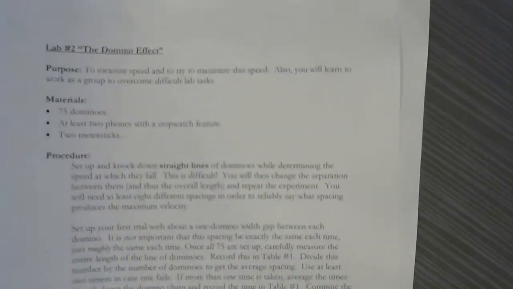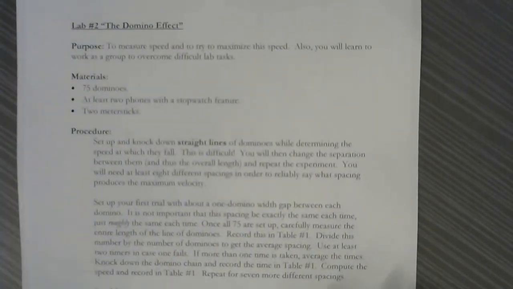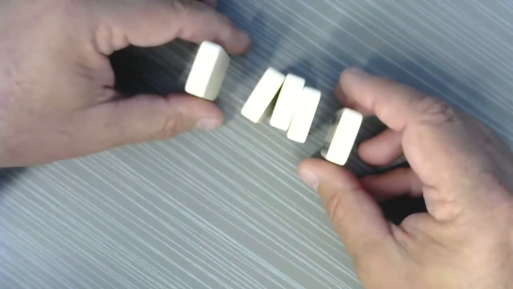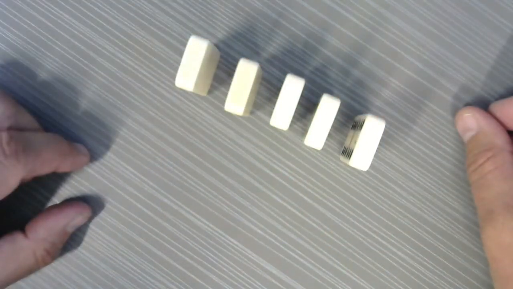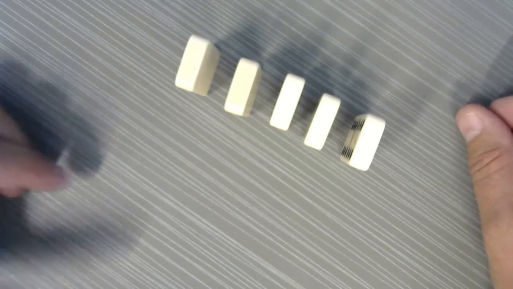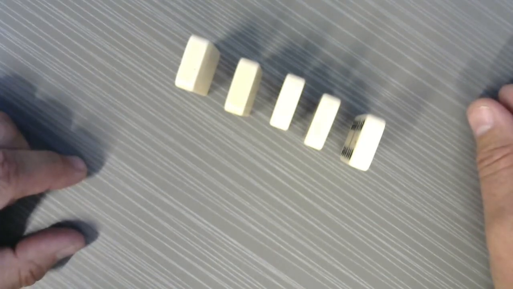All right. So it's called the domino effect, and basically you're going to be setting up dominoes, knocking them down, and measuring the length of the domino train and the time it takes to fall down. So the scientific reason to do this lab is that this is something that has a velocity. So we're measuring average velocity by measuring the total length and dividing by the total time.